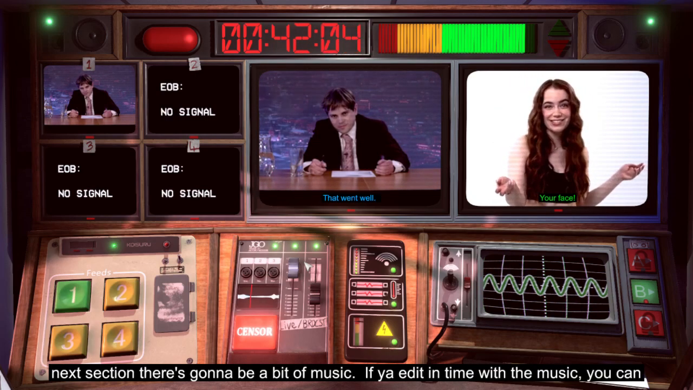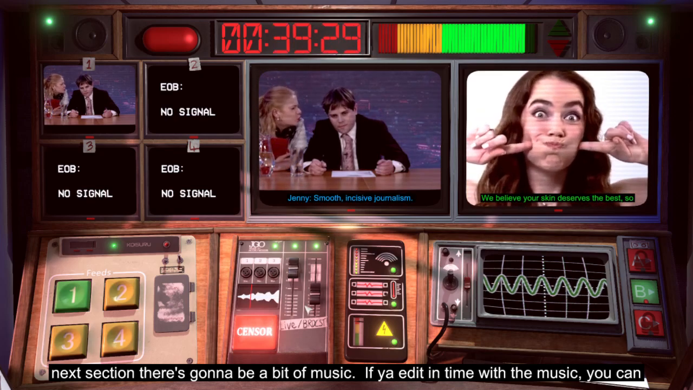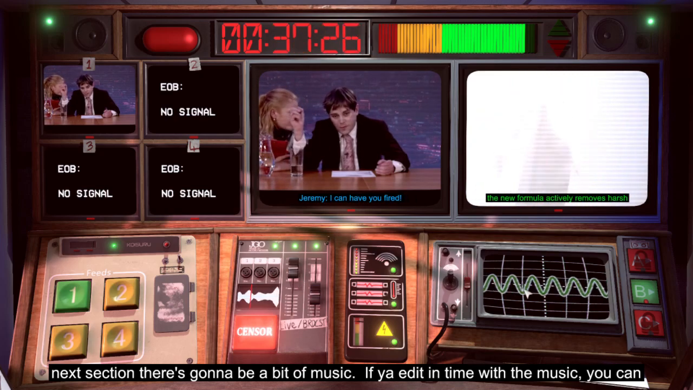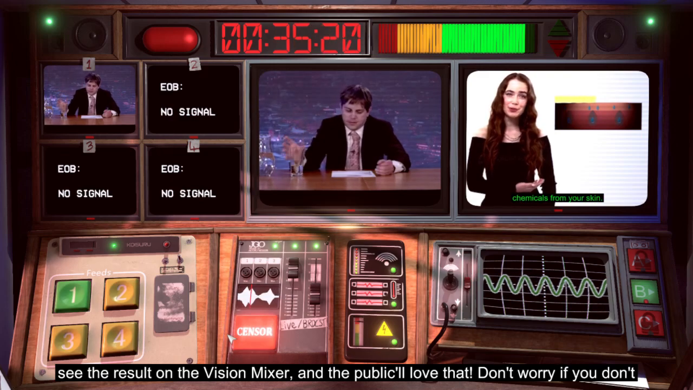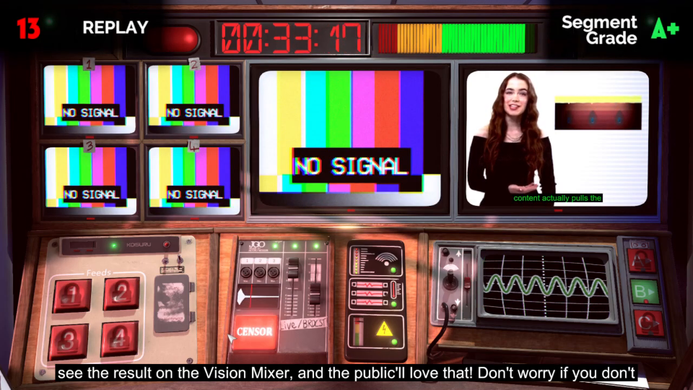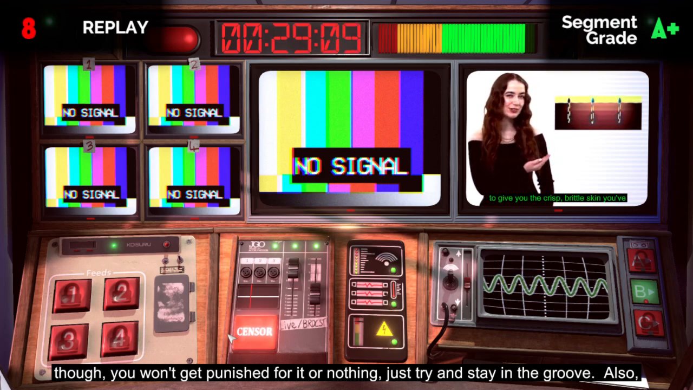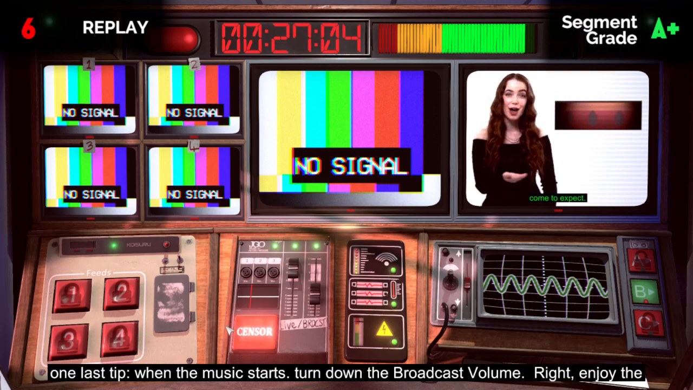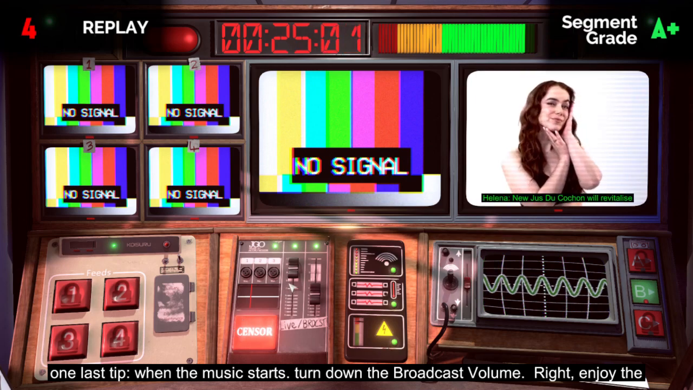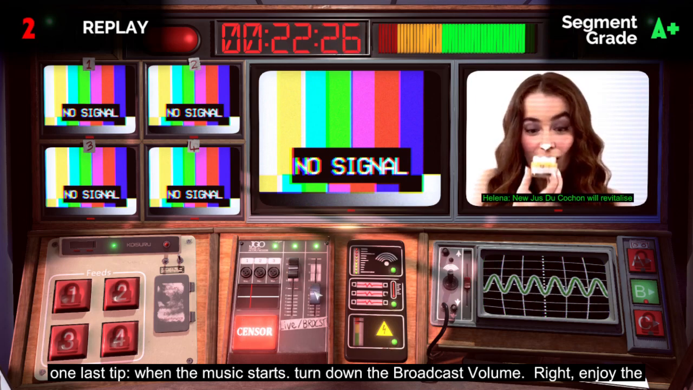In this next section, there's a bit of music. If you edit in time with the music, you can see the result on the Vision Mixer, and the public will love that. You won't get punished for it or nothing. Just try and stay in the groove. Also, one last tip: when the music starts, turn down the broadcast volume. Right, enjoy the music bit.